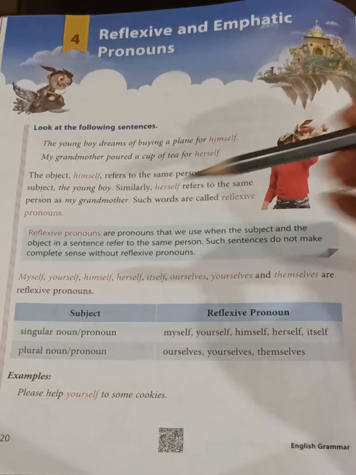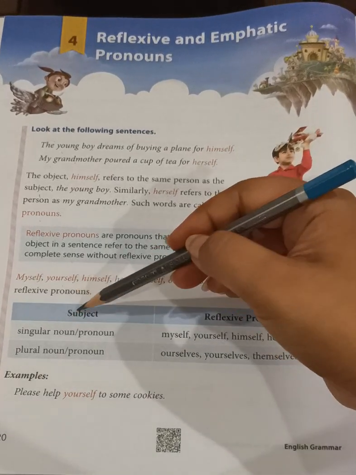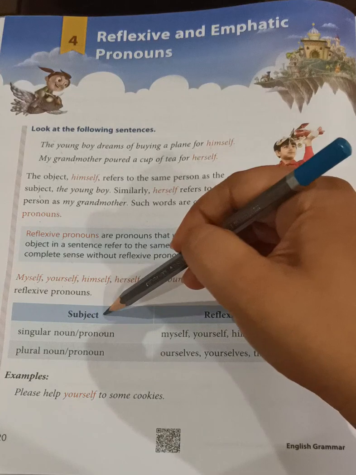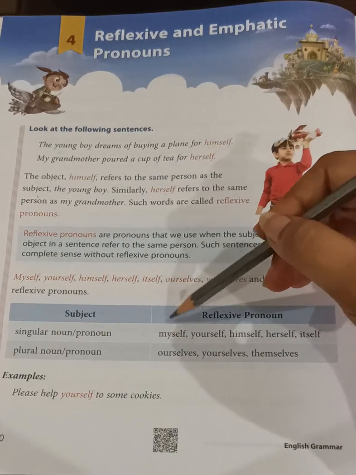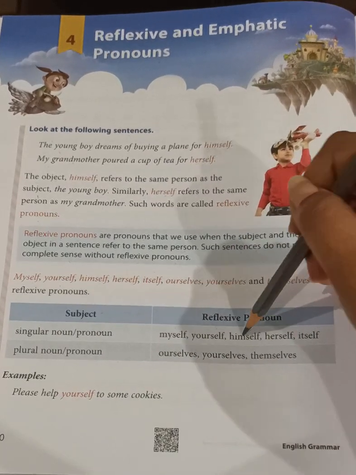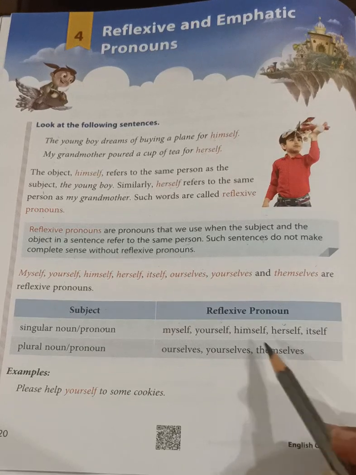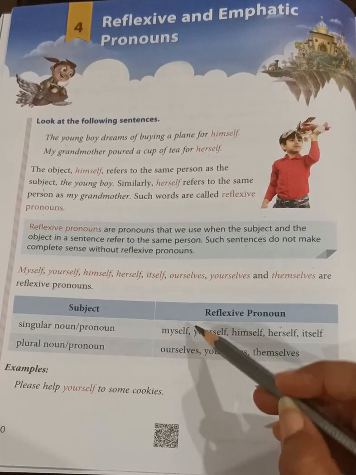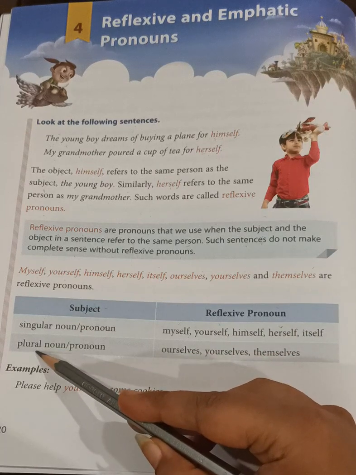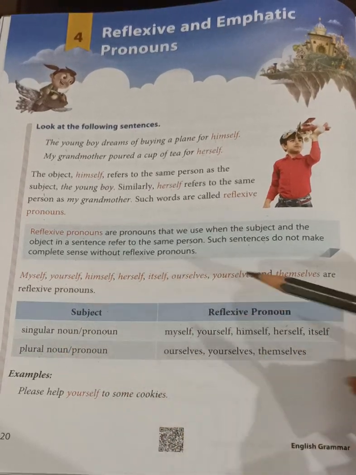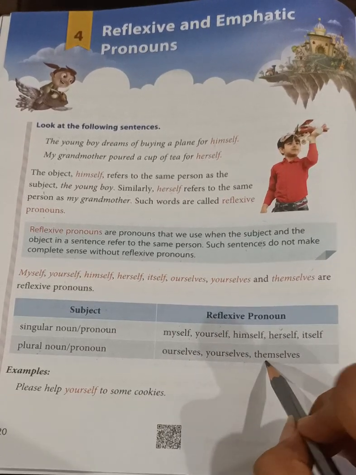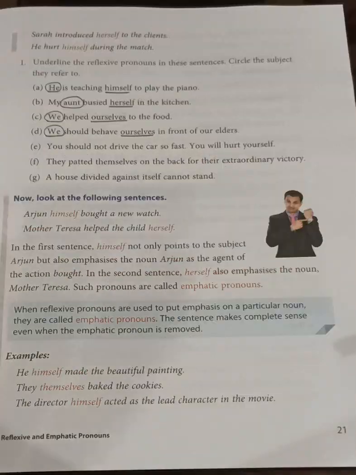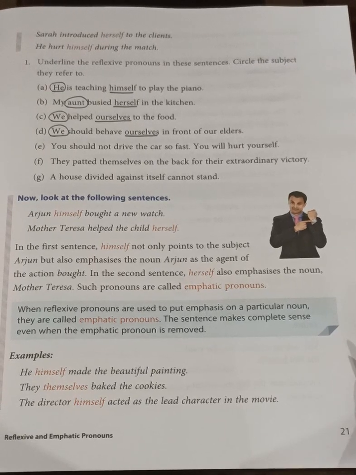Now, subject and reflexive pronoun. Whenever you have a singular noun or a pronoun as a subject, whenever you are referring to a singular subject, what will you do? You have to use myself, yourself, himself, herself and itself. It should be self. But whenever the subject is a plural noun or a plural pronoun, we'll use ourselves, yourselves, themselves. Understood, students?